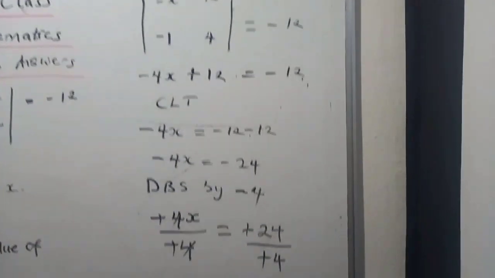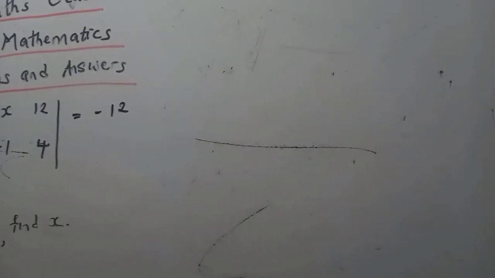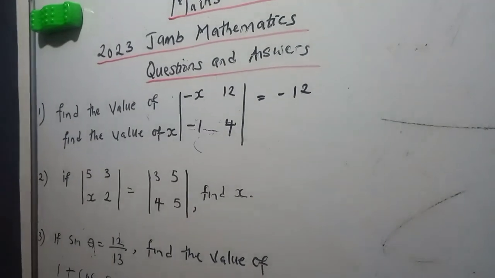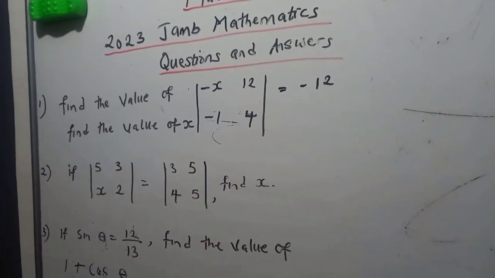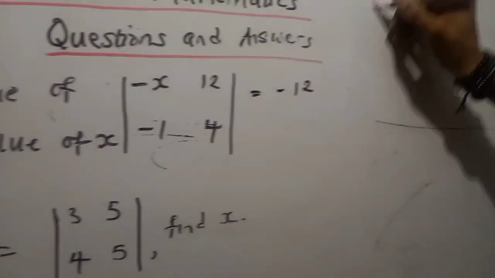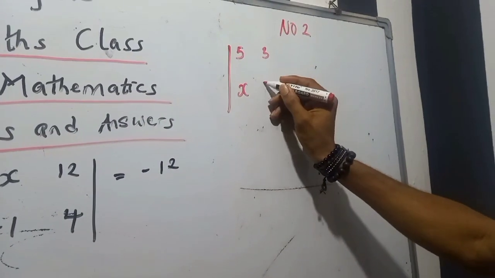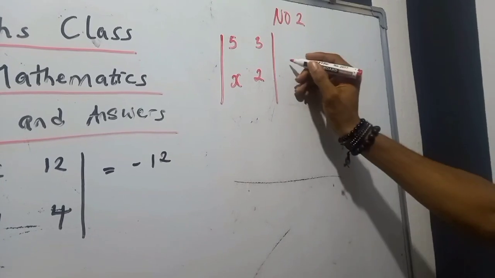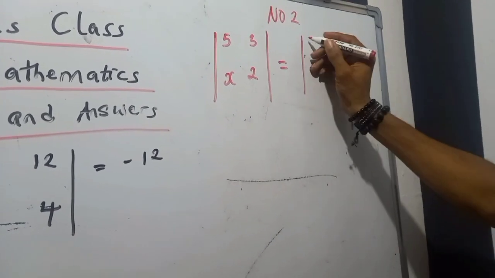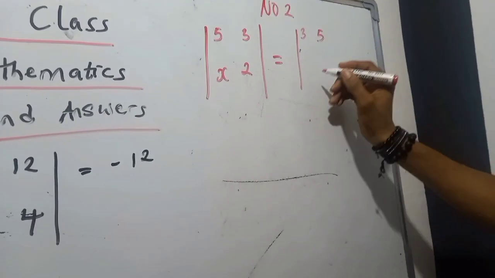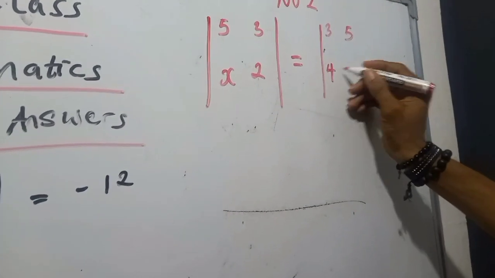Okay, we'll go to number 2. Now let's go to number 2 question. This is number 2 question. And we have 5, 3, 9, x, 2 equals to 3, 5, 4, and 5.